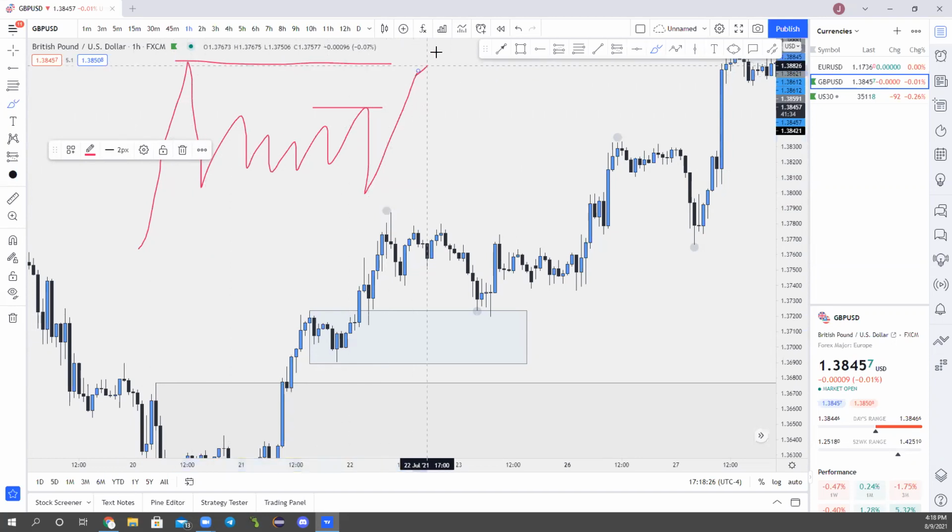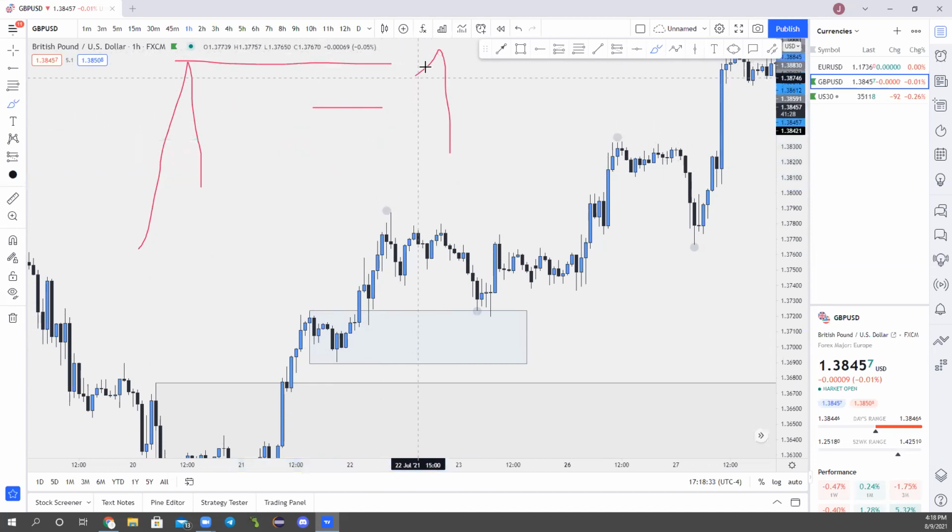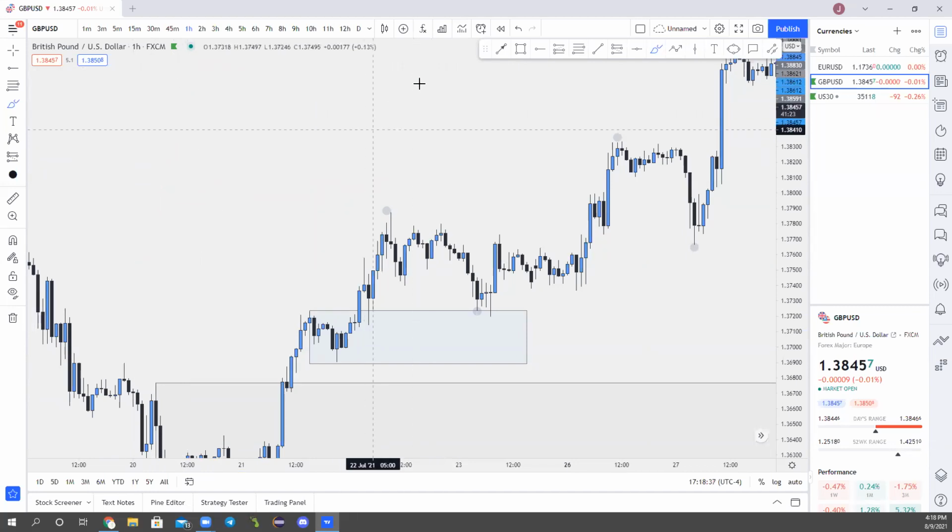So consolidate, manipulate, BOS, whether it's here or if you have a leg up here and it breaks this, doesn't really matter. Consolidate, manipulate, BOS, and go. That's what I like to see. That's literally what I look for. And it's honestly how the markets move.